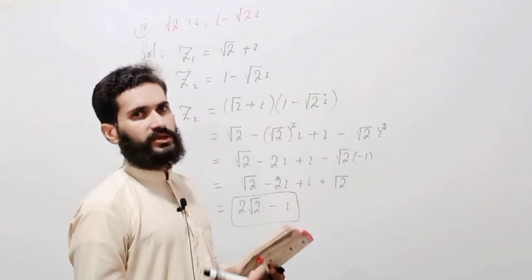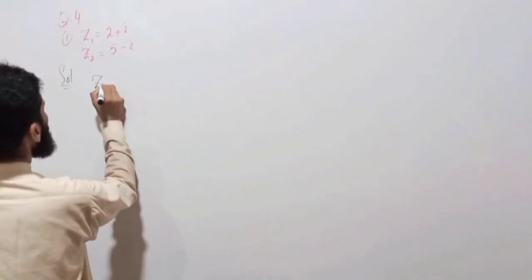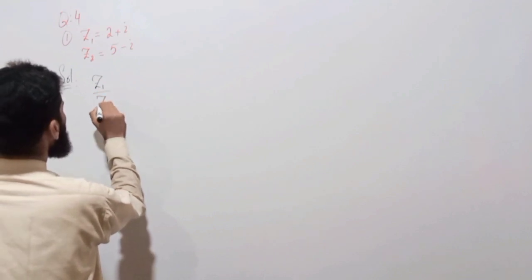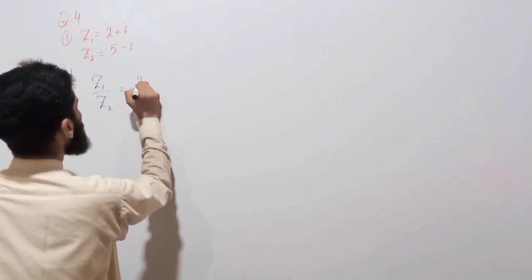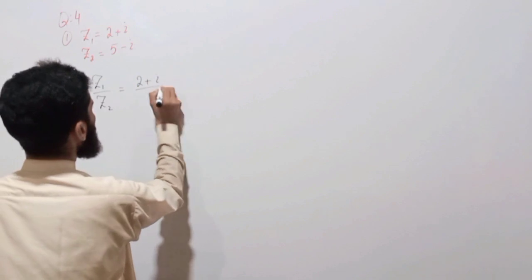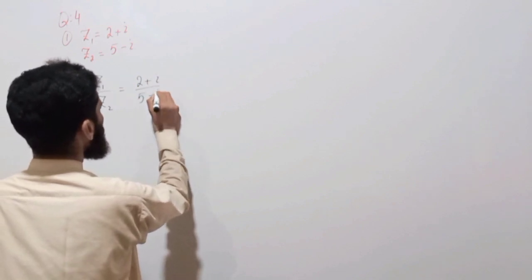Now question 4 means divide the first complex number by the second. The solution: Z1 divided by Z2 is 2 plus iota divided by 5 minus iota.